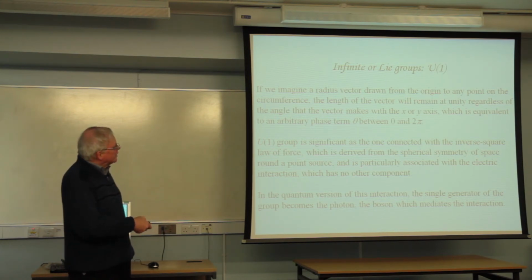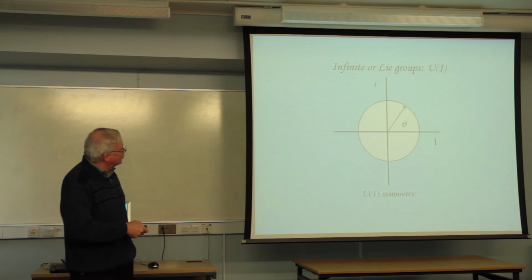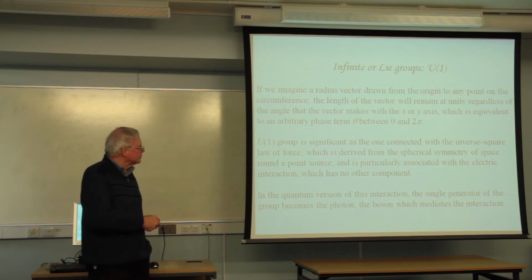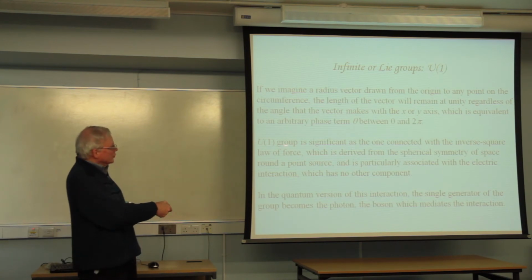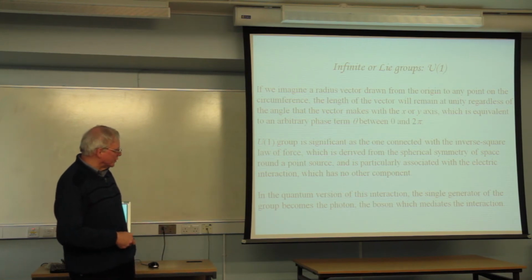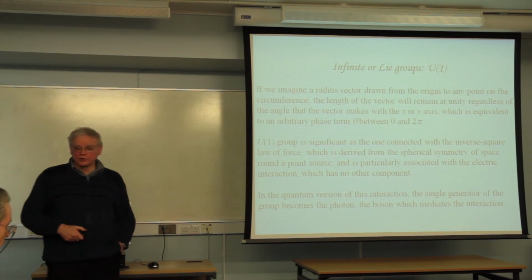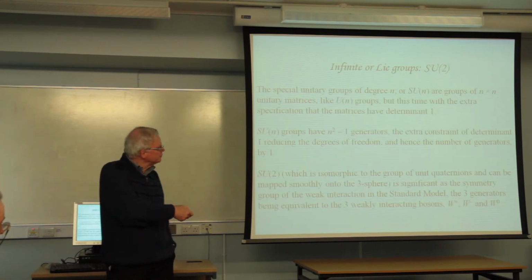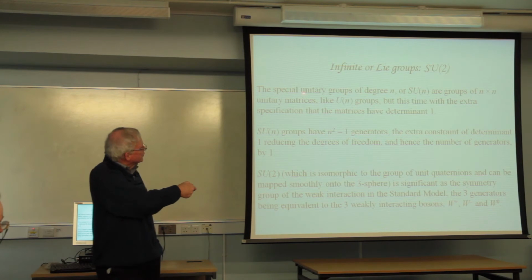The U1 group is a group with 1 generator. It's got an infinite number of component members, but it's got 1 generator. The U1 group is the one that's connected with the inverse square law of force, and the 1 generator in quantum physics is the boson, which is called the photon, the mediator for the group. But that's standard physics. I don't want to talk about that particularly. You can read about that in the text.